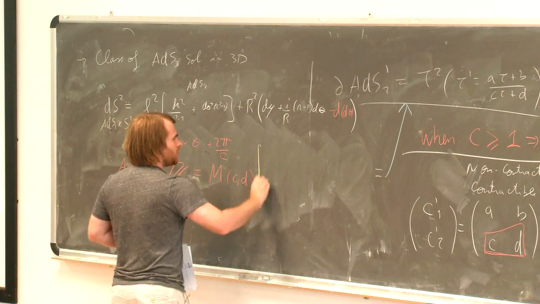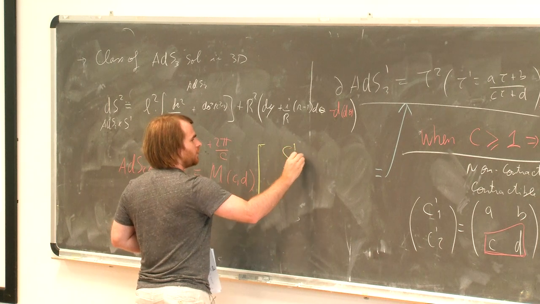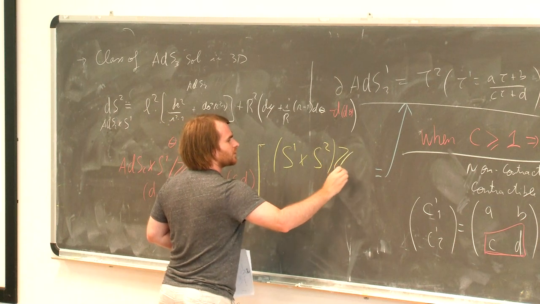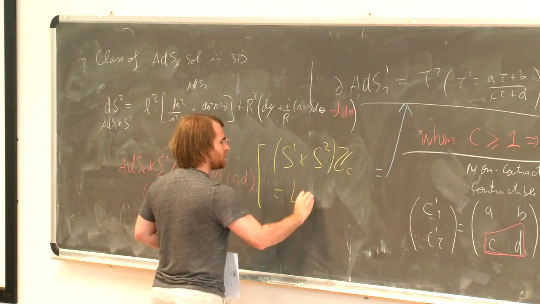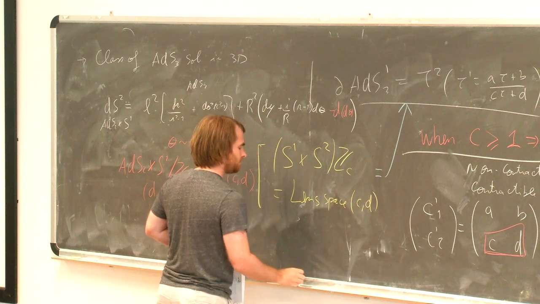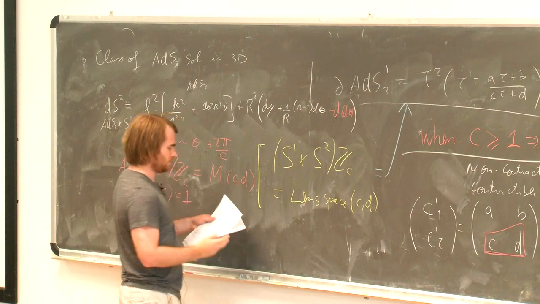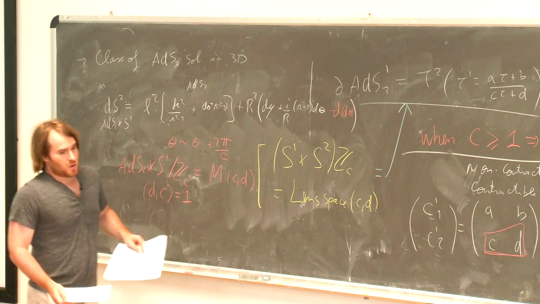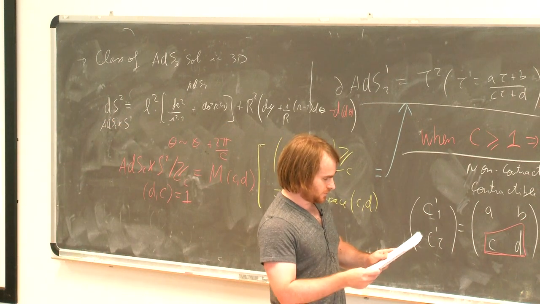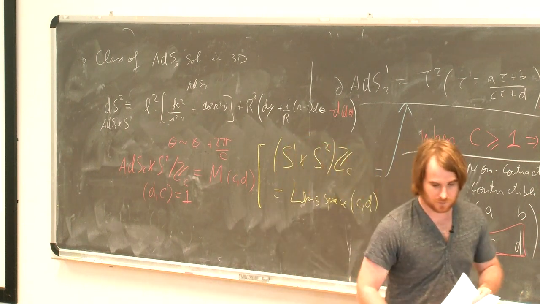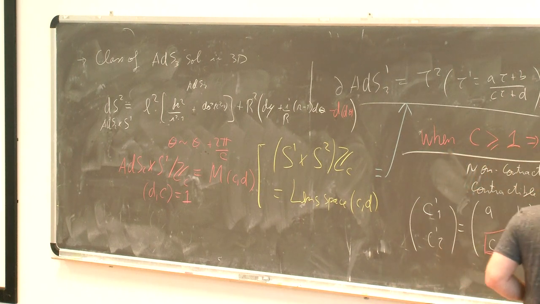The analogy in compact space: you have S1 times S2, the sphere, and then you can take quotients of this by Z_C, and what you obtain is the lens space L(C,D). That's the analog. Okay, I have to speed up. Any questions so far?